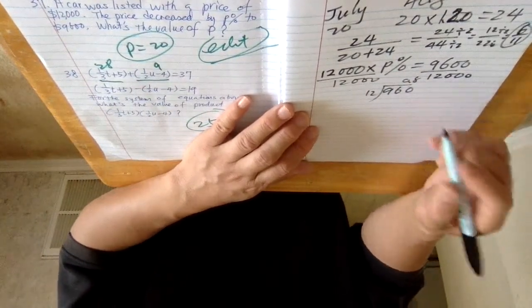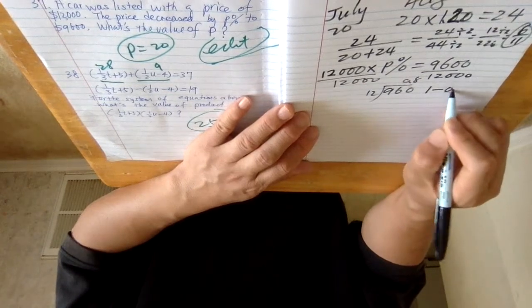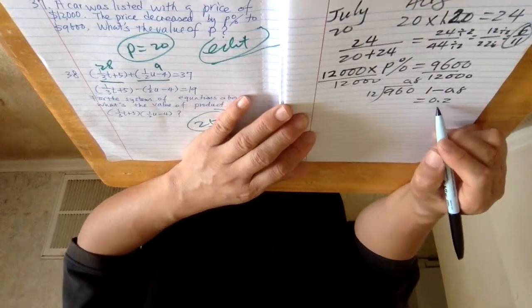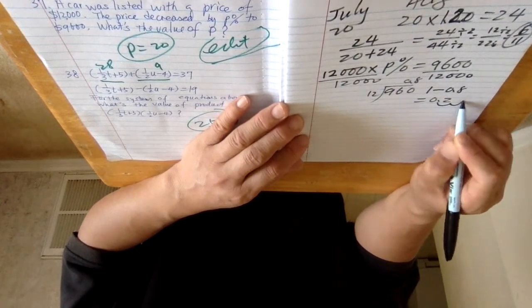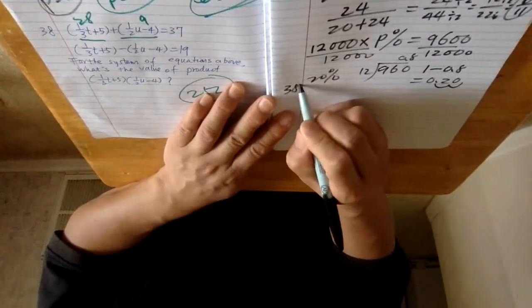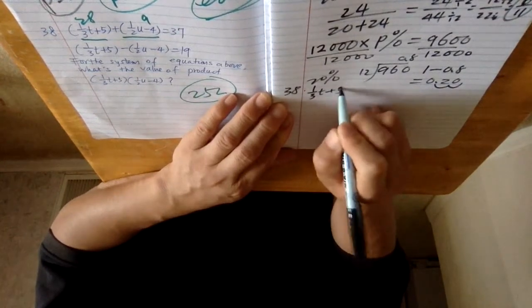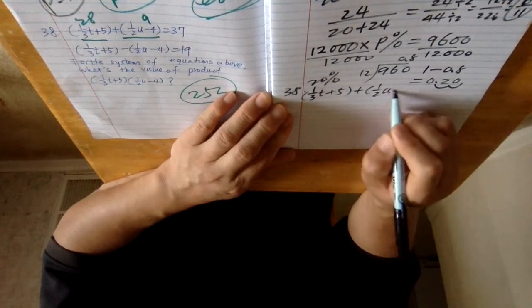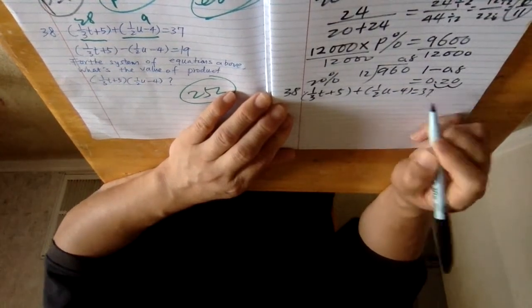Now the discount is going to be 1 minus 0.8. So that is 0.2, or 20%, moving the decimal to the right two places. So it'll be 20%. Number 38. 130 plus 5 plus 1 half u minus 4 equals 37.